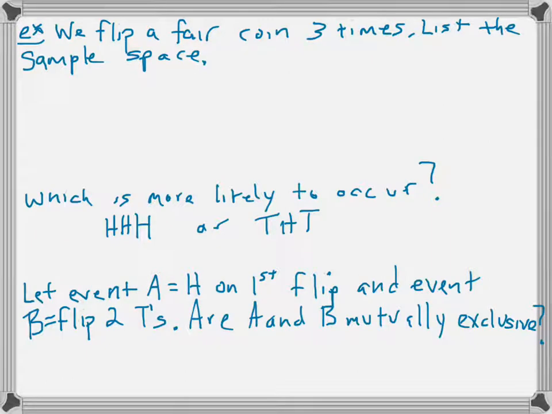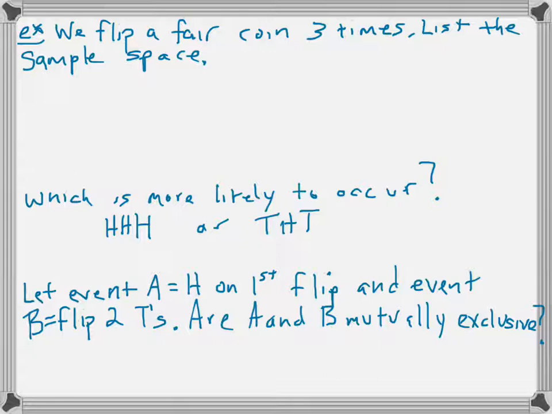Okay, so let's try a problem of this. We flip a fair coin 3 times, list the sample space. So there's a couple ways to determine the sample space. I think the best two ways are either a tree diagram or using something like a two-way table. In this case, a tree diagram is going to be better because we're going to be doing this 3 times.